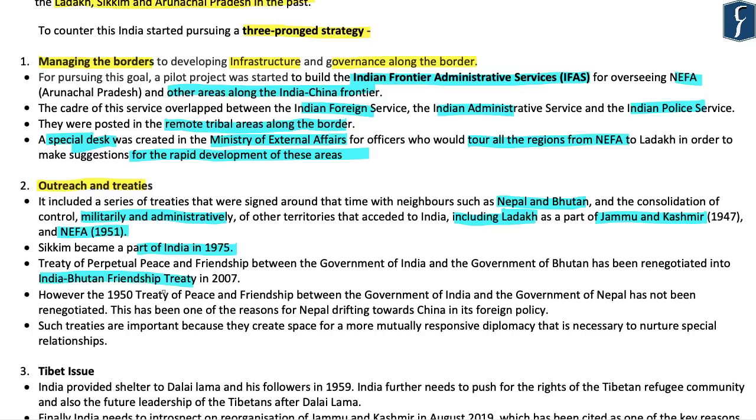Furthermore, in 2007, India revived the Treaty of Perpetual Peace and Friendship, which was signed between India and the government of Bhutan, and it has now been renegotiated into the India-Bhutan Friendship Treaty. However, the 1950 Treaty of Peace and Friendship between India and Nepal has not been renegotiated. Hence, this is one of the reasons for Nepal drifting towards China in its foreign policy. The author is of the opinion that such treaties are important because they create a space for a more mutually responsive diplomacy. And this mutually responsive diplomacy is very necessary to nurture special relations, especially such sensitive and strategic ones.